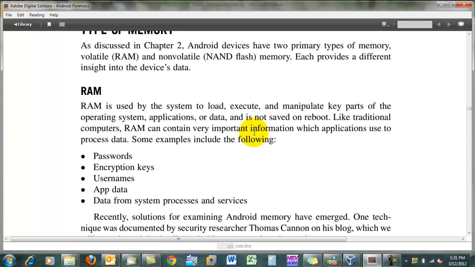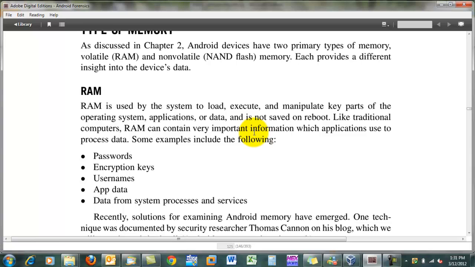Apparently, RAM is the same as in normal computers or laptops, where it's used by the system to load, execute, or manipulate the operating system, applications, or data. And of course, like most traditional computers, RAMs are volatile. What do we mean by volatile? It means that when the Android device is powered off, the data in the RAM will be gone.